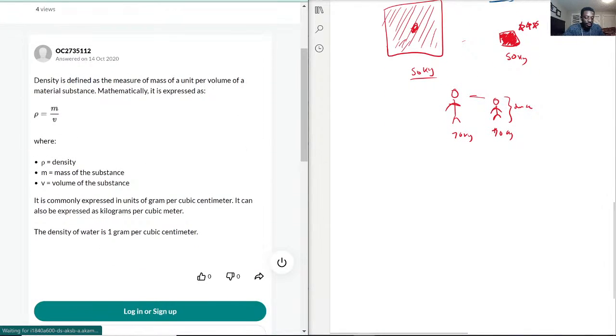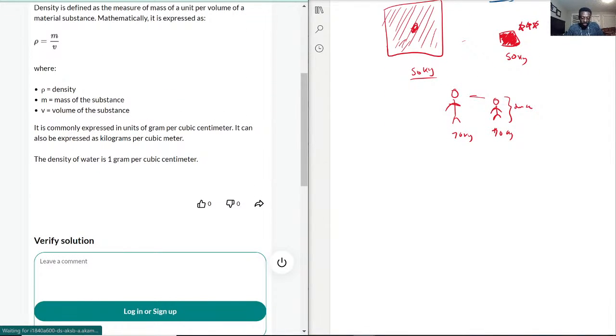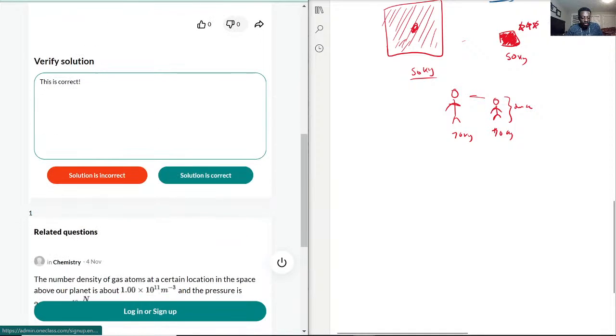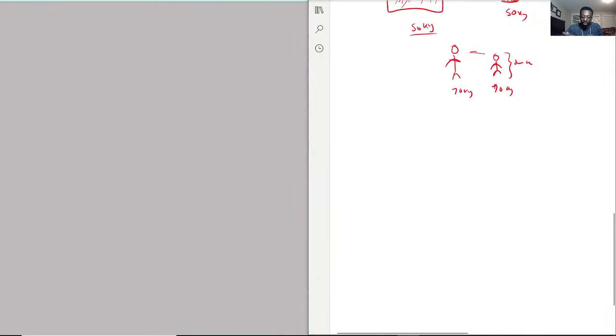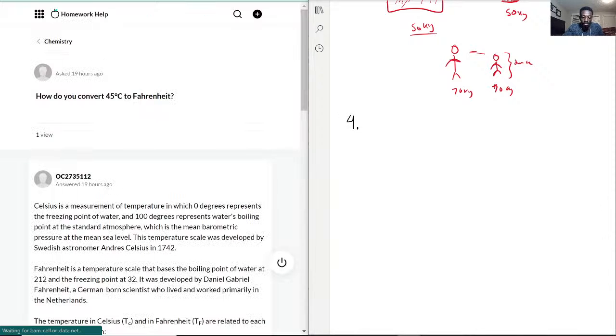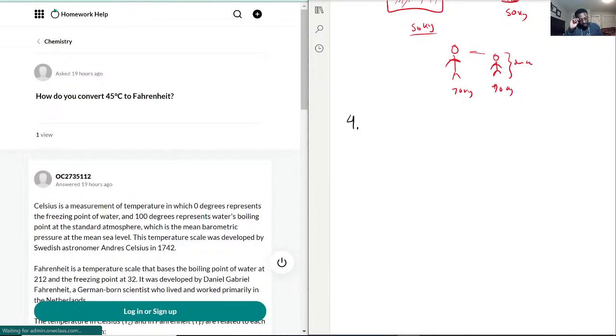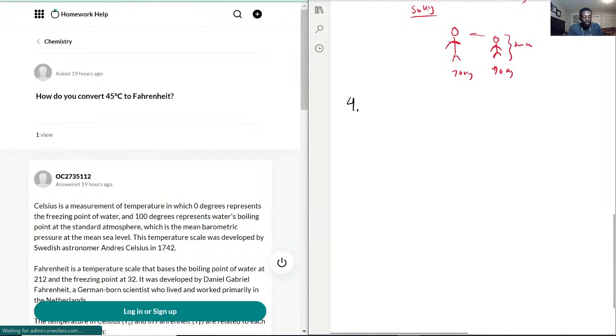Okay, so this is correct because they have the right formula, mass over volume. And now let's move on to question 4. How do you convert 45 degrees Celsius to Fahrenheit? Now this is another example of make sure you keep your units.